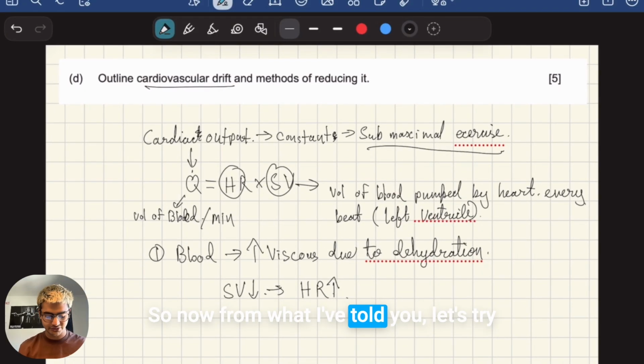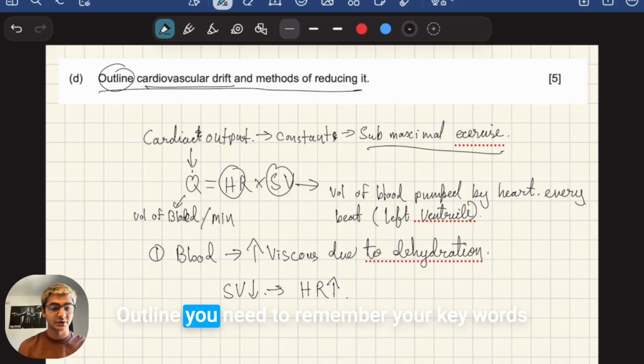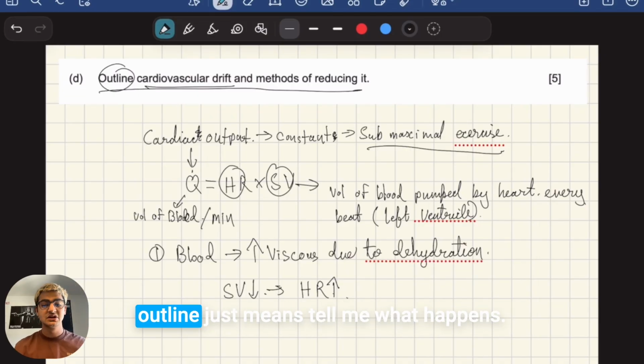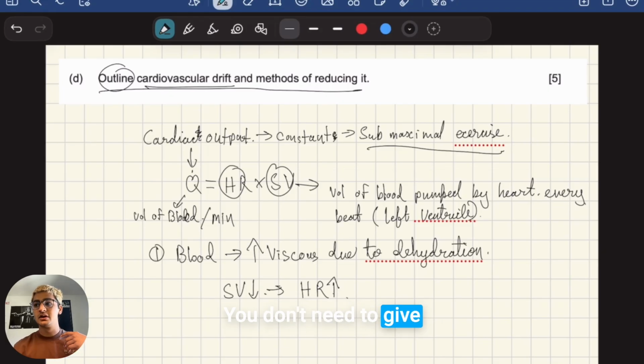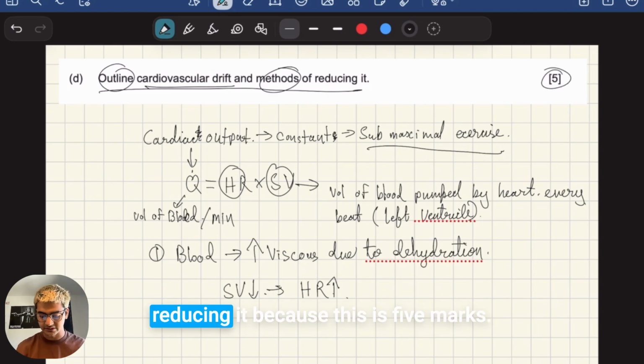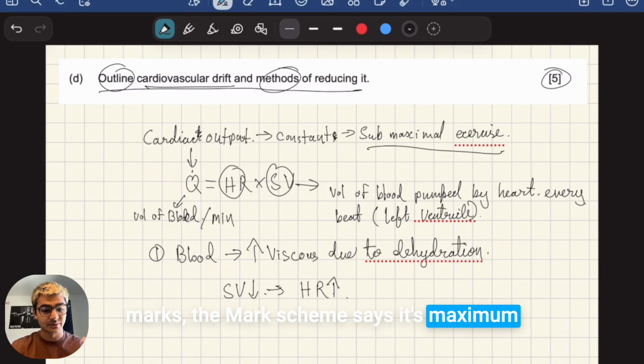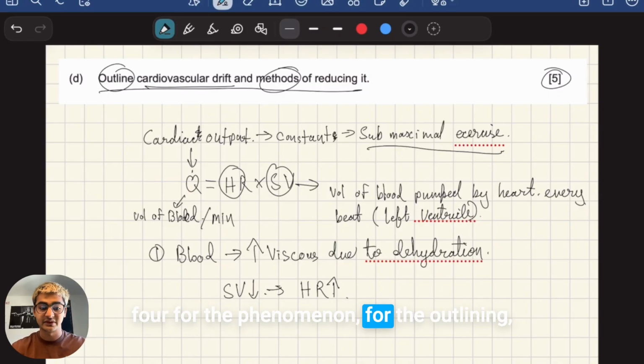Okay, so now from what I've told you, let's try this question. Outline cardiovascular drift and methods of reducing it. Outline, you need to remember your keywords. Outline just means tell me what happens. Okay, you don't need to give reasoning, you just need to tell the method start to finish, and then obviously show methods of reducing it, because this is 5 marks. Okay, so in this question, because it's 5 marks, the mark scheme says it's maximum 4 for the phenomenon, for the outlining, and 2 for the prevention methods.